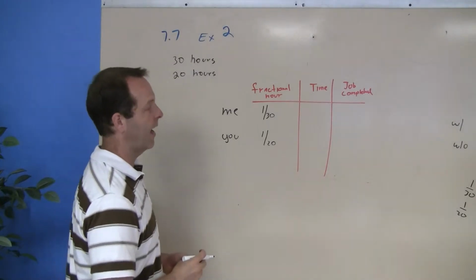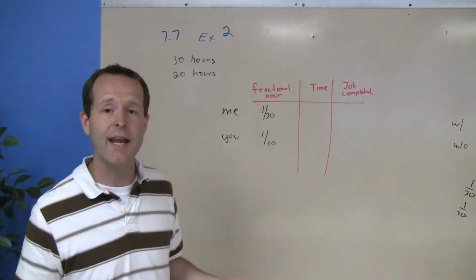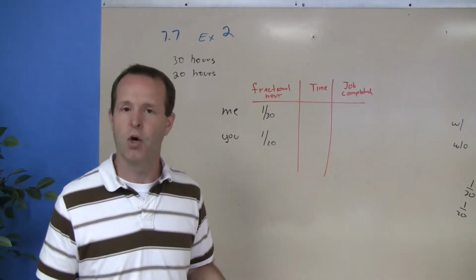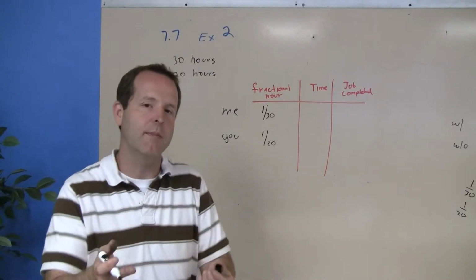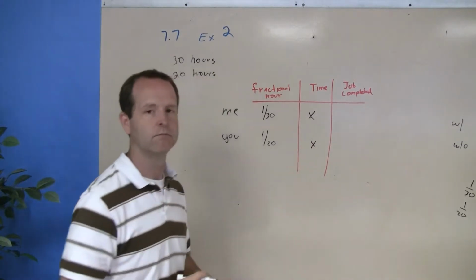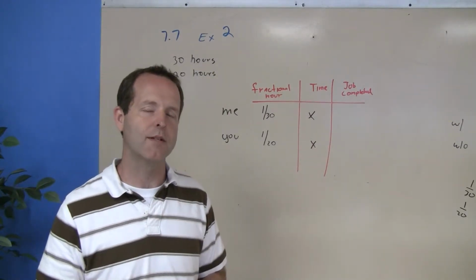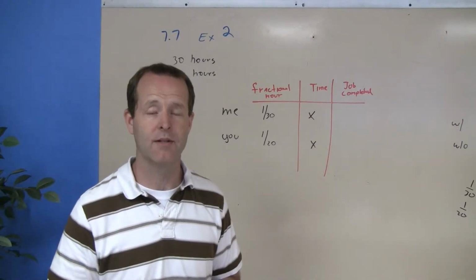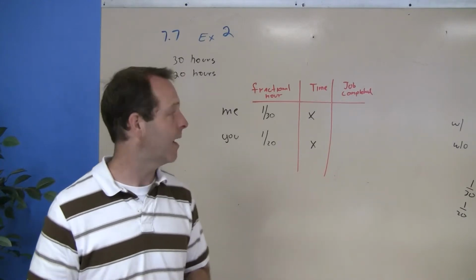Well, the time that we're looking at is how much time is it going to take if we work together? Don't know. But if we work together, it's going to be the same amount of time. So I'm going to describe the time as my variable. Again, that's what we want to try to describe, the one thing we know nothing about. And we don't know anything about time.